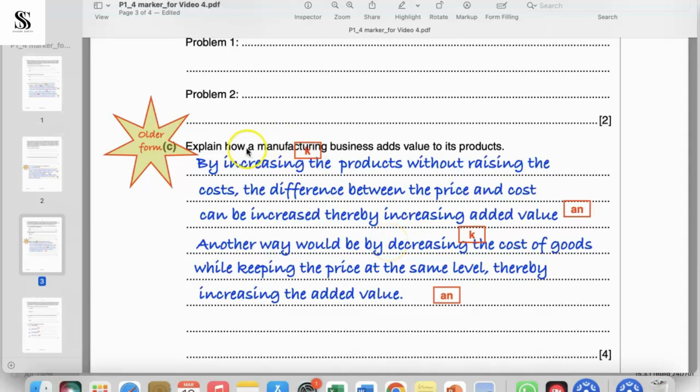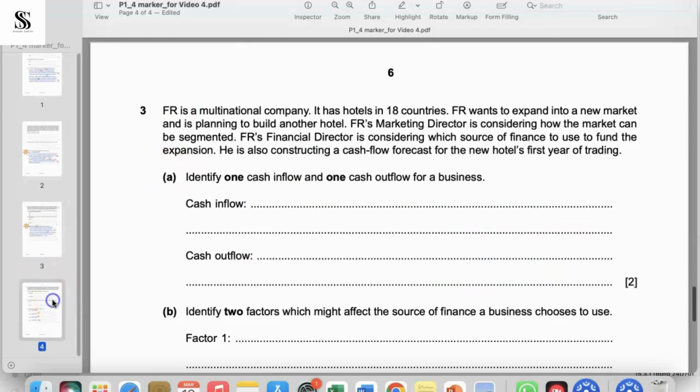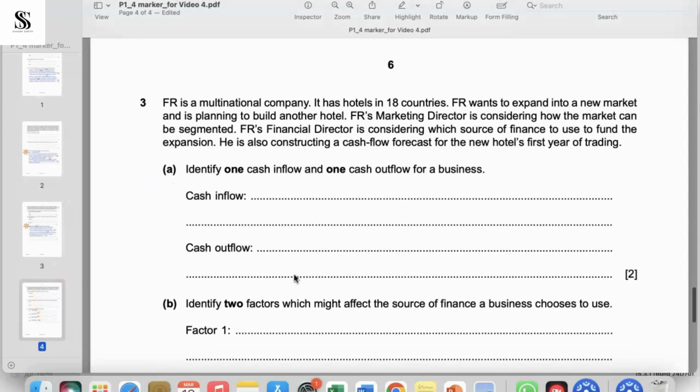Fine. So this is one of these examples where you need to pay attention to the question, identify whether it's general or applied. Okay, let's go to our last one, where FR is a multinational company. It has hotels in 18 countries. FR wants to expand into a new market and is planning to build another hotel. FR's marketing director is considering how the market can be segmented. FR's financial director is considering which source of finance to use to fund the expansion. He's also constructing a cash flow forecast for the new hotel's first year of trading.